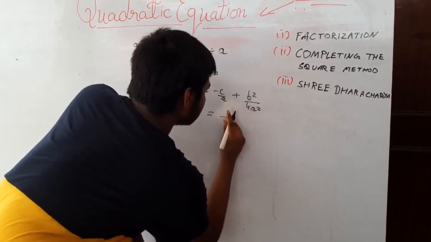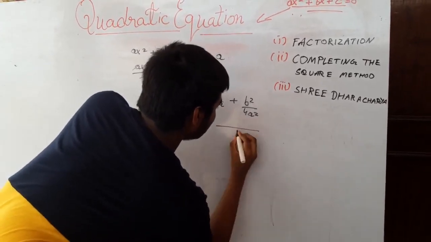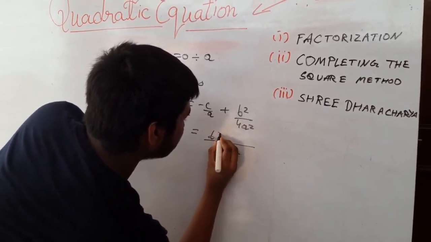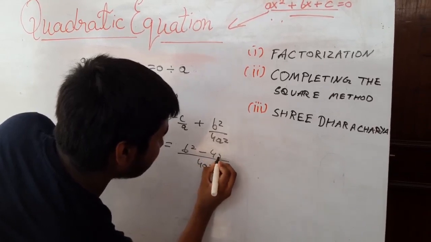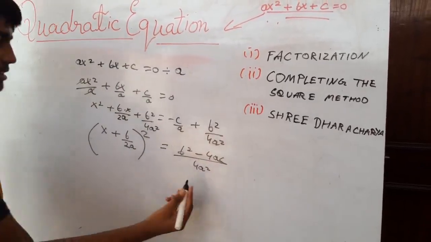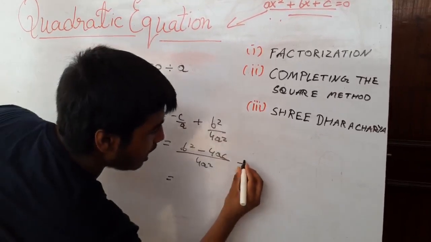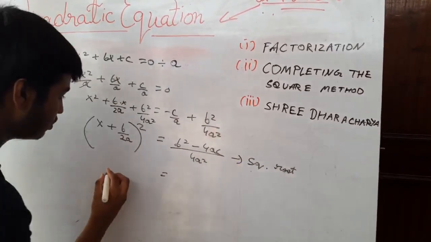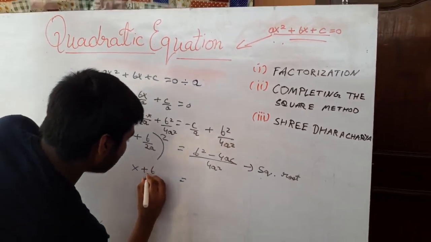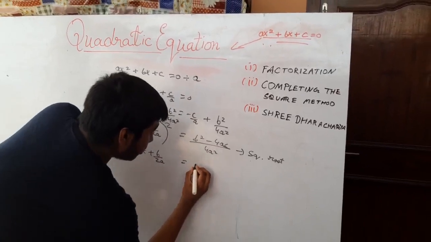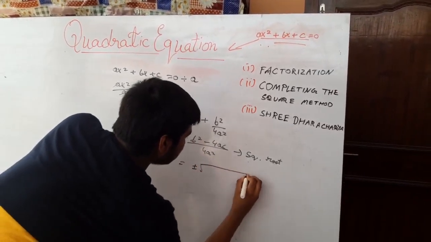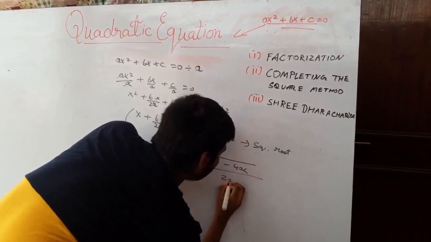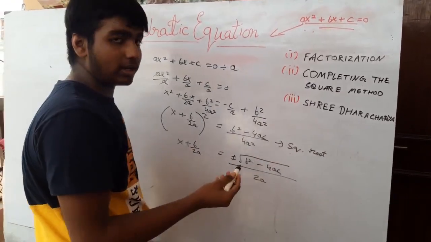minus, so 4a square we'll take as an LCM. Now b square minus 4ac. Now we will just square root both sides. So what we will get, x plus b by 2a is equal to plus minus under root b square minus 4ac by 2a, because the square root of 4a square is 2a.